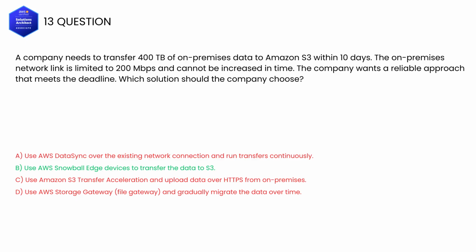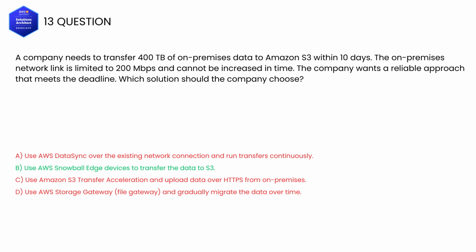The first one is incorrect because at 200 Mbps, transferring 400 terabytes in 10 days is generally not feasible due to throughput limits and protocol overhead. DataSync is excellent for online transfer, but it cannot overcome insufficient bandwidth.